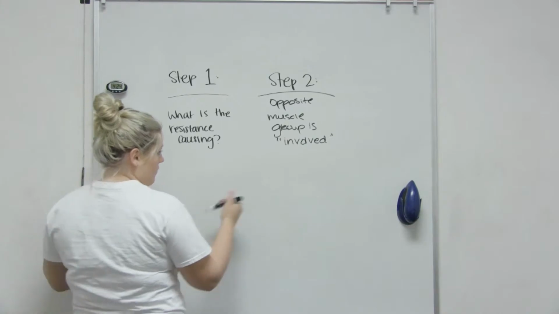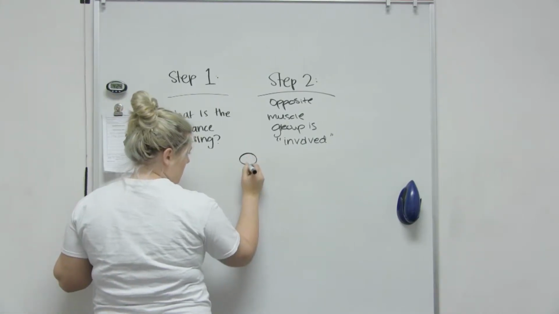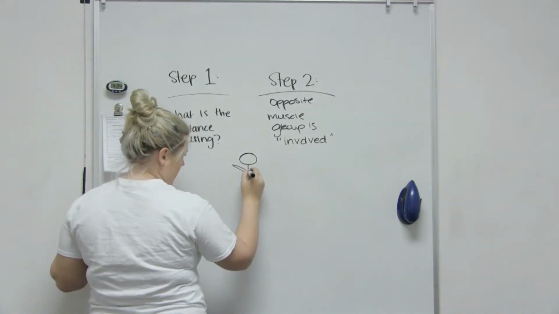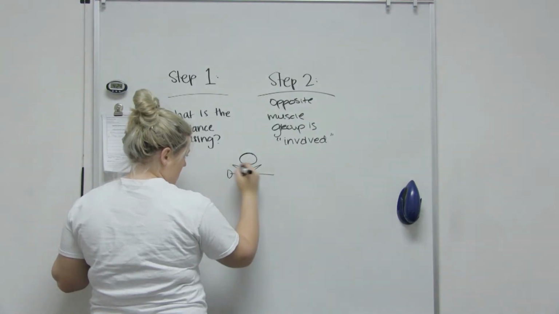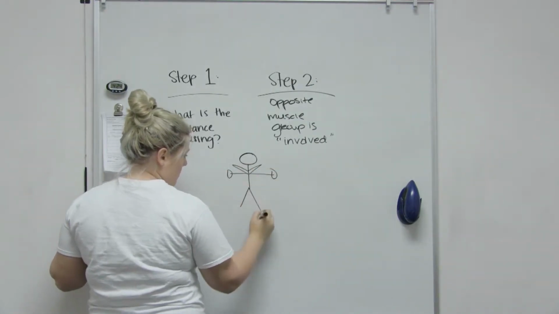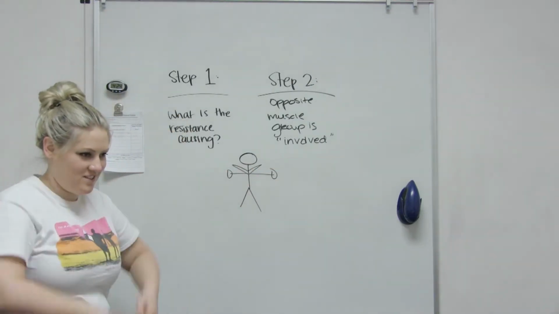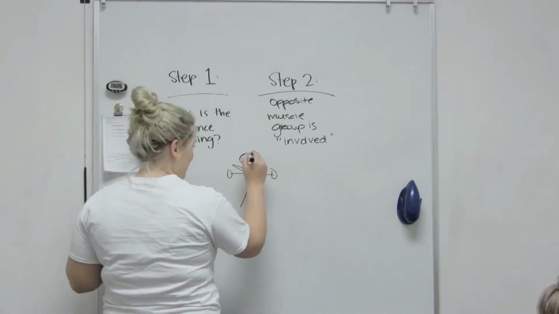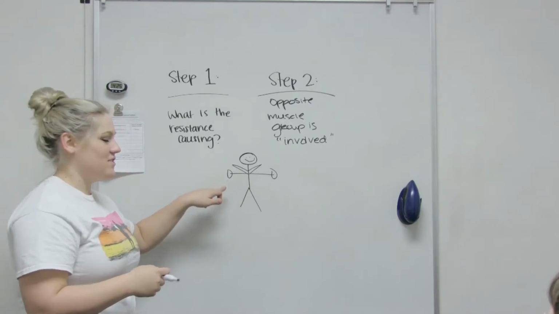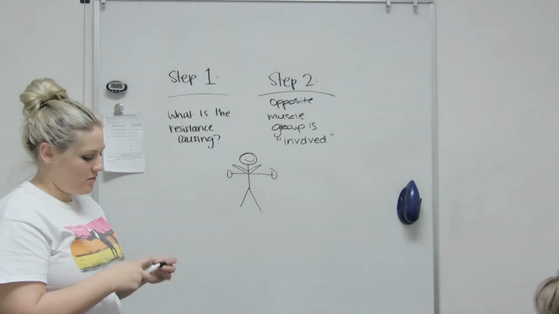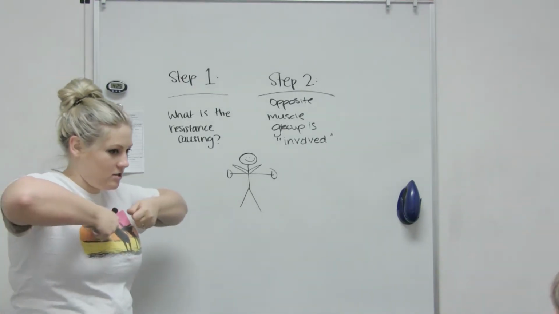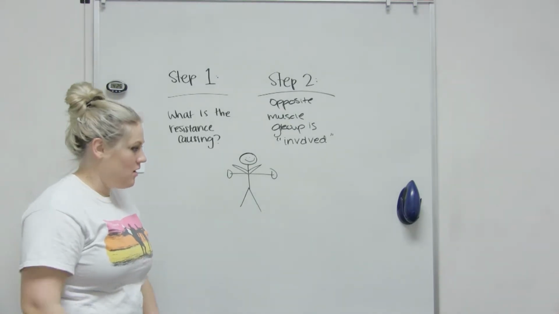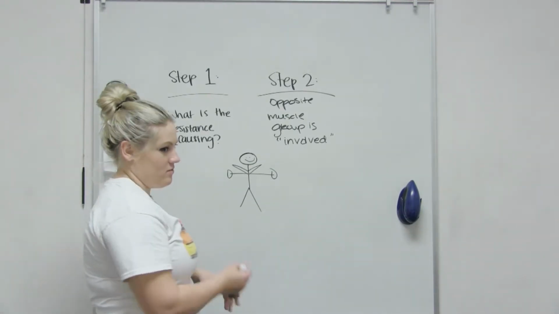So we have this guy. Let's see if I can even draw this. Okay, so upright row. You know what that is. So we've got this guy doing the upright row. If he's holding that, the resistance is just going to cause him to drop it, right? Yes. So now we have to name what all of that is, what's happening.